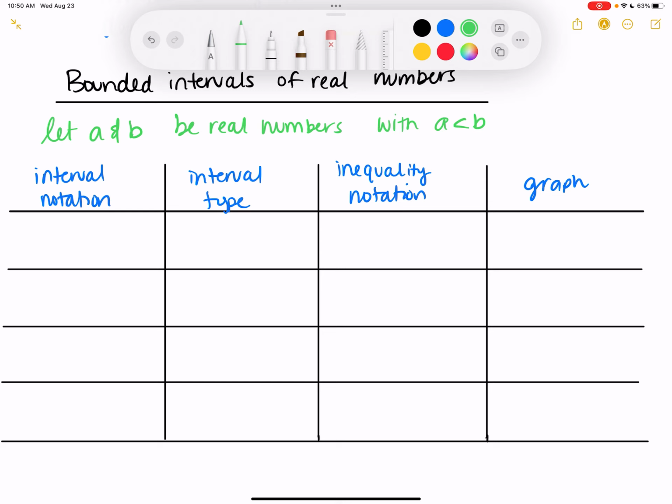So the first one is going to be the bracket A to B and closed bracket. So that type is going to be closed. For inequality notation, it's A is less than or equal to X less than or equal to B. And the graph of this is going to be the brackets there.